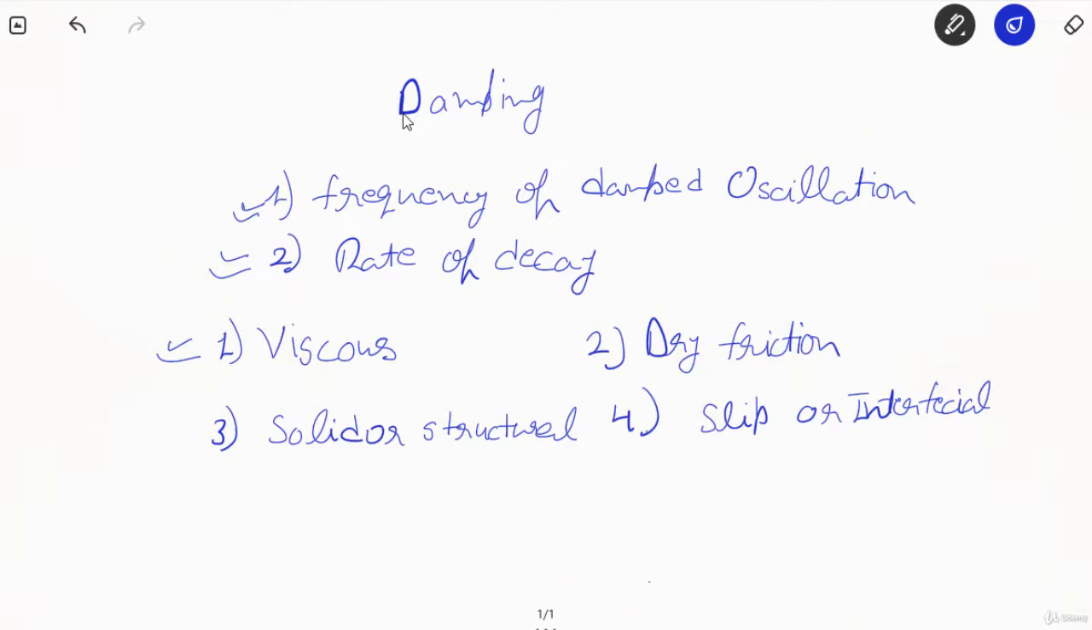The third one is solid or structural damping. This type of damping is due to internal friction of molecules, right? It occurs because of the order in which the molecules are arranged in the pattern of the material. Slip and interfacial damping is an energy aspect at the microscopic level, right? The energy of vibration is dissipated in microscopic slip which occurs within the material, and it ultimately provides damping in these cases, right?